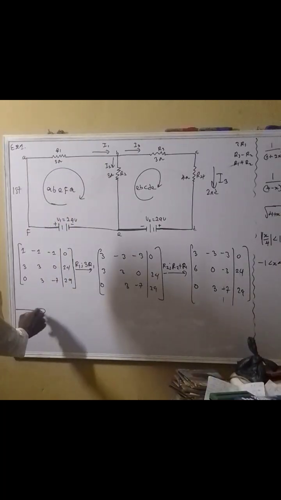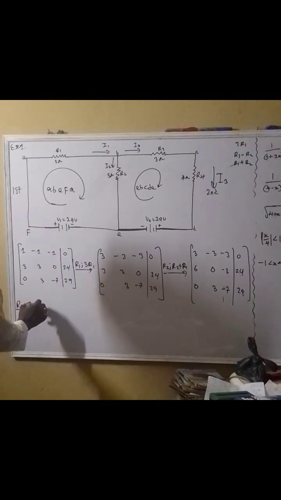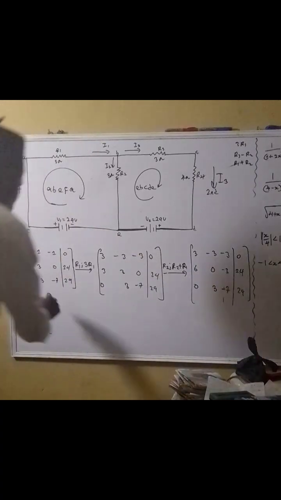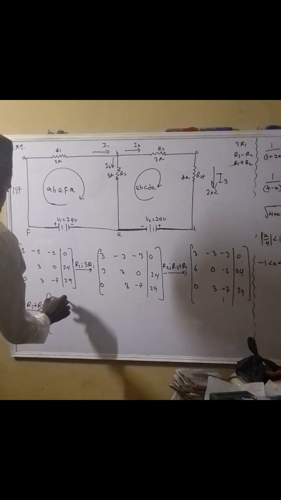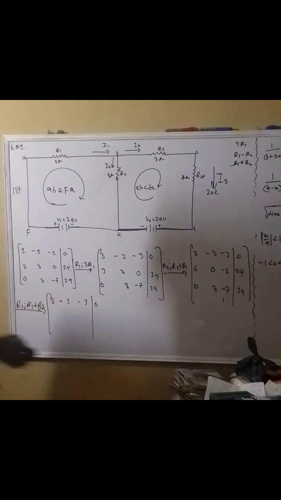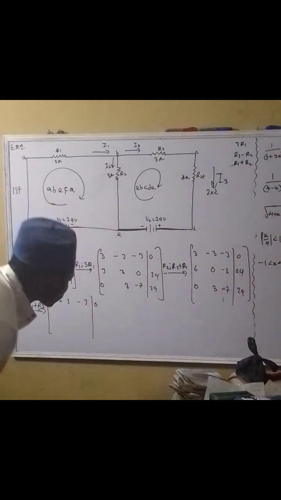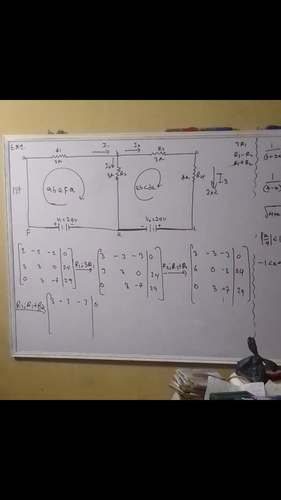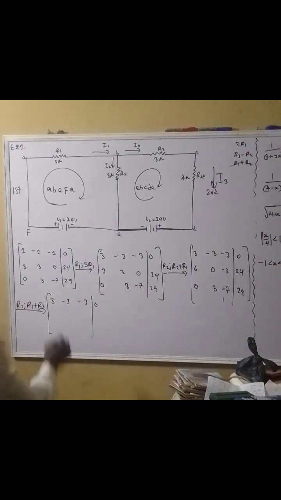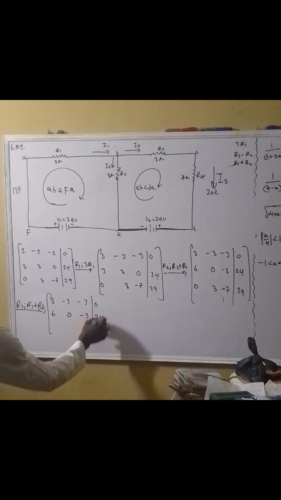So at this point now, this will be under row 3. So we have to say row 1 plus row 3 just to get what we want. 3 plus 0. So let's write this down back. 3, negative 3, negative 3, and we have 0. Are you with me? Then 6, 0, negative 3, we have 24.